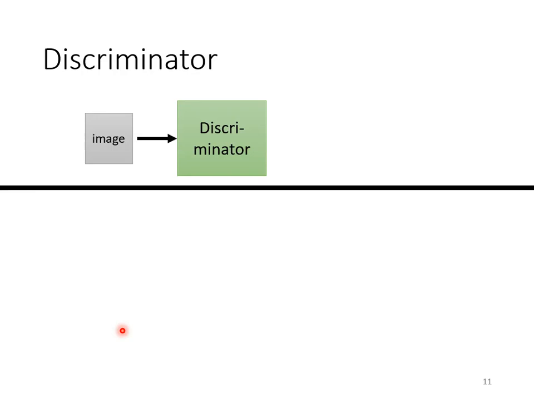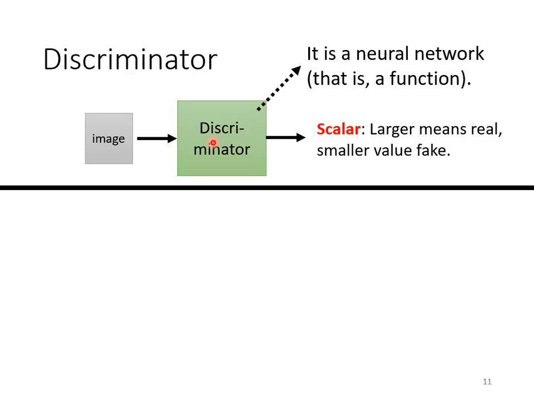What does the discriminator do? The role of this discriminator is that it will take a picture as input. What is its output? Its output is a numeric value. The discriminator itself is also a neural network. It is a function. It inputs a picture and outputs a number. Its output is a scalar.